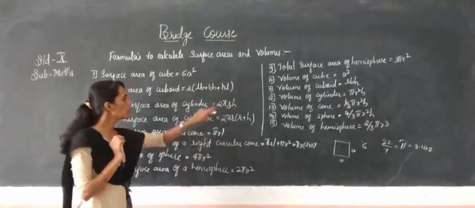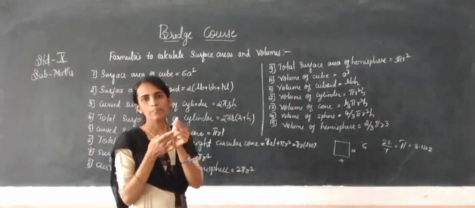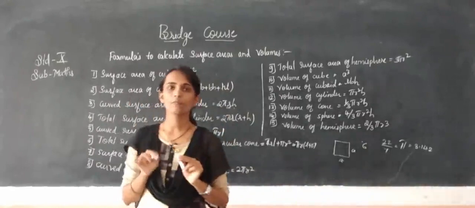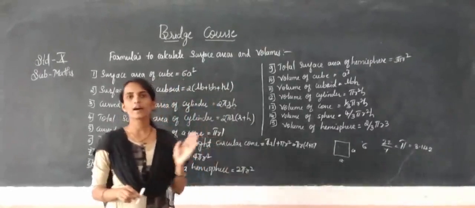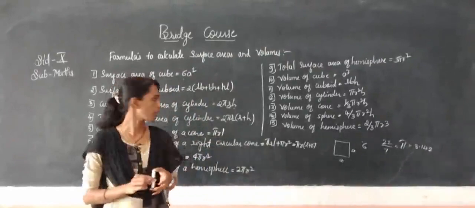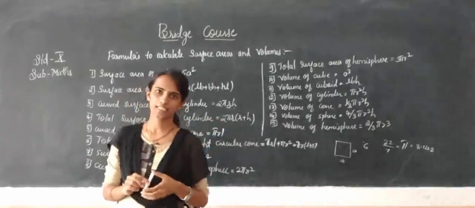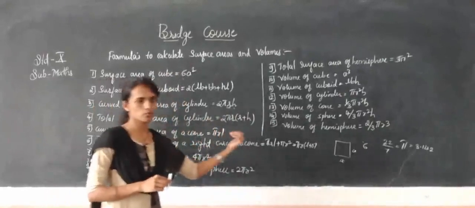That will become 2 pi r h, already it is there, and pi r square, because both the top and the base are in the form of circles here. So that will become 2 pi r in the bracket r plus h. Otherwise, you can also write it as 2 pi r square plus 2 pi r h. Okay. That is also measured in square units only.